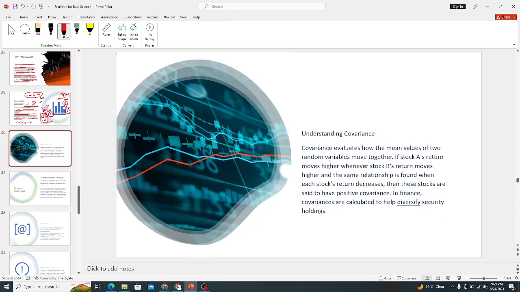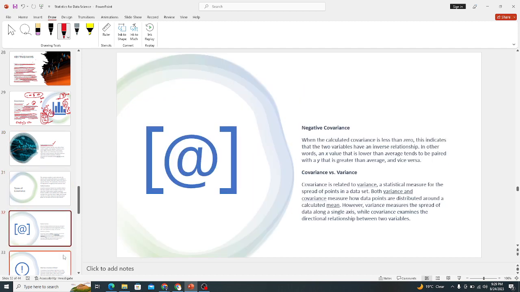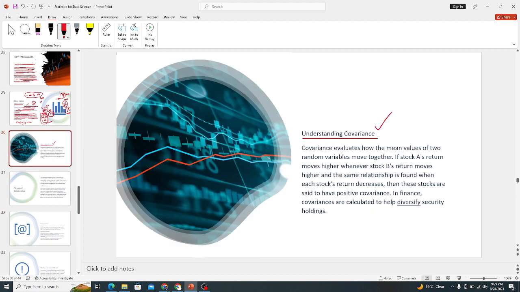Let's go through the other notes. It's just about now understanding the covariance. So whatever we've already talked about, it's already here. Okay? Yes. So covariance evaluates how the mean values of the two random variables move together.